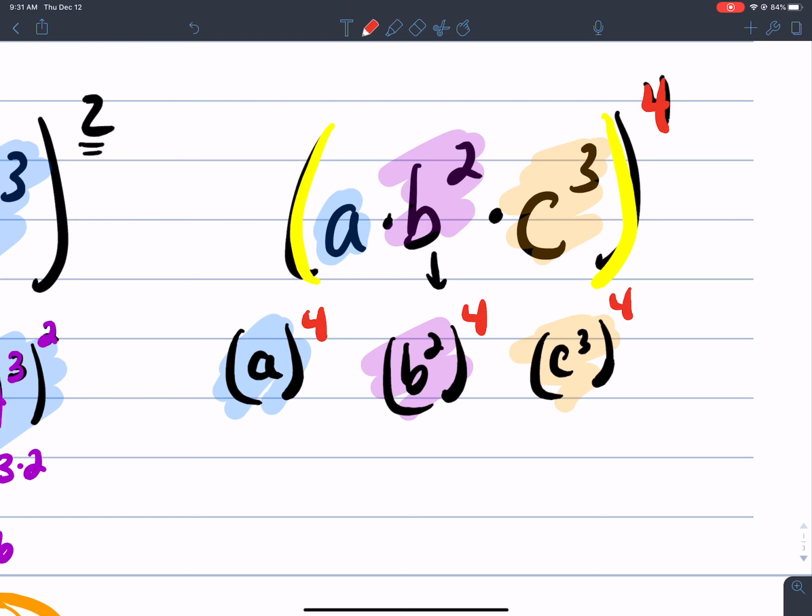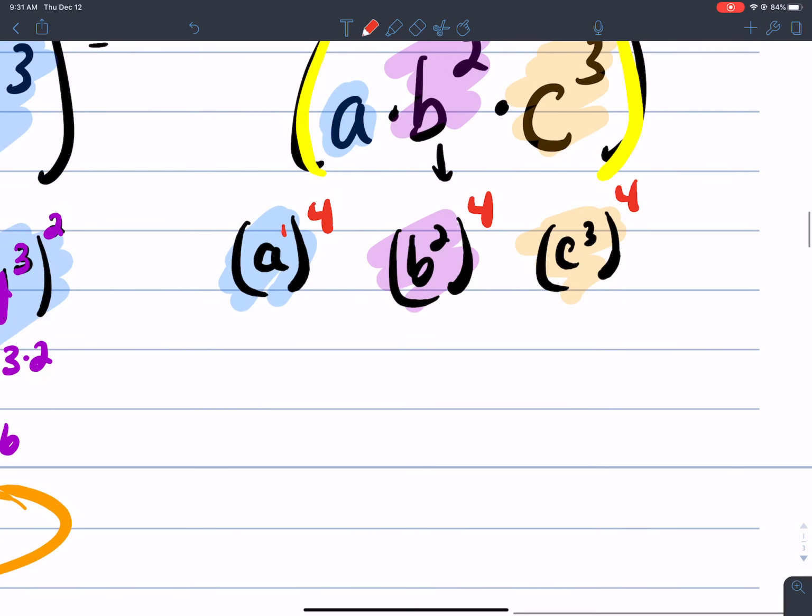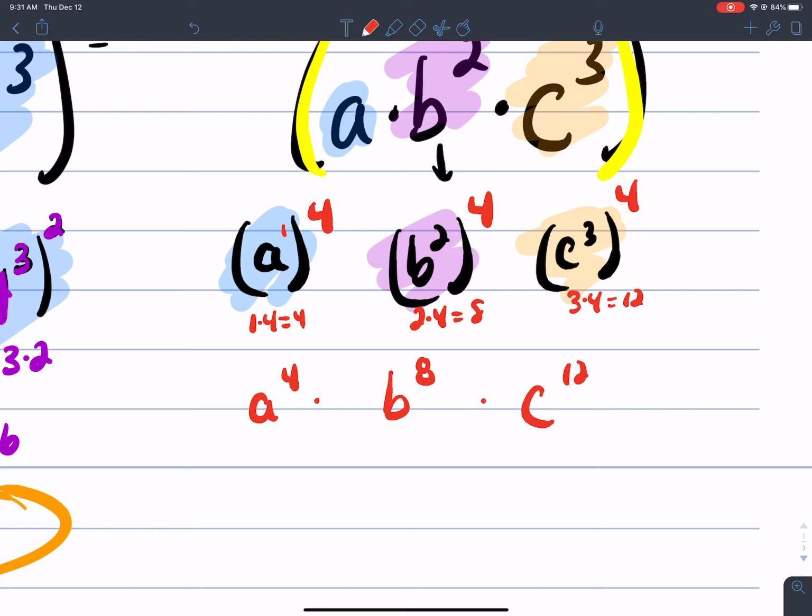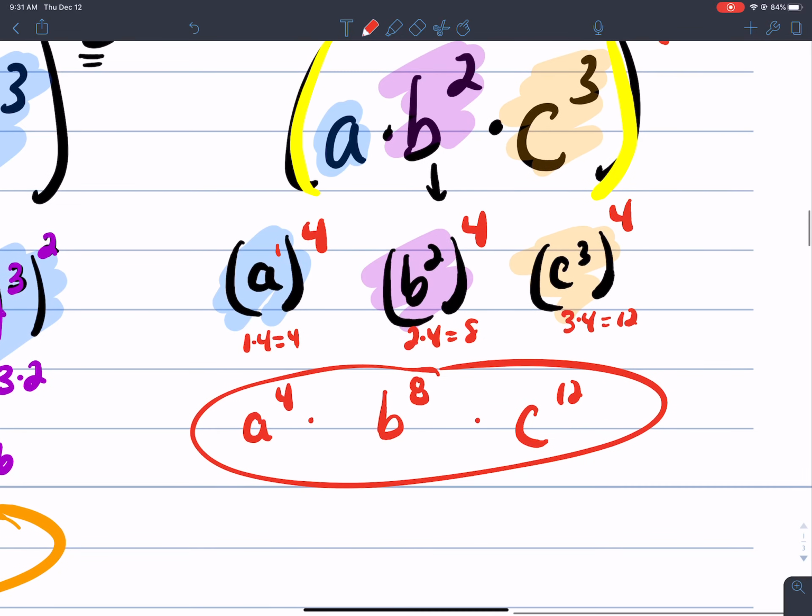Now we can use our power to a power rule, right? This is a to the first power to the 4th, so we'd multiply 1 times 4, and that is the final exponent on our base. Here we do 2 times 4 because we have a power to a power that we learned above. It's b to the 8th. And here we have a power to a power, so 3 times 4 is 12, so we'd keep the base and multiply the exponent. So that's our final answer there.